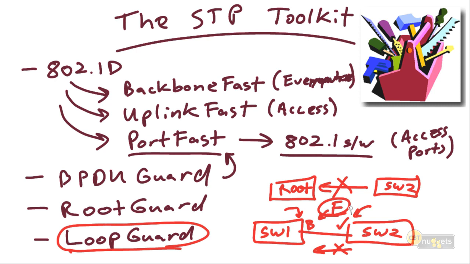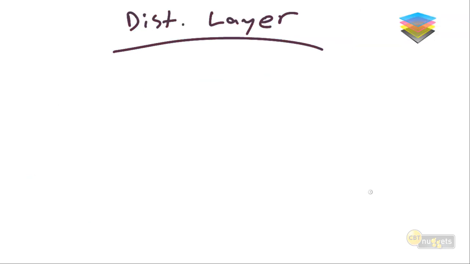So Backbone Fast, Uplink Fast, Port Fast, BPDU Guard, Root Guard, Loop Guard, all of these are great Spanning Tree Protocol tools that you can design into network infrastructures to either enhance Spanning Tree Protocol's operation or to add security to it. Now, what about particular technologies at the distribution layer?